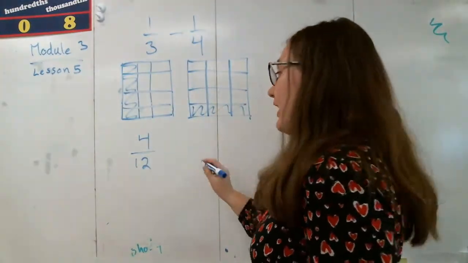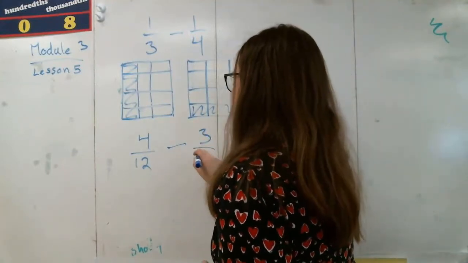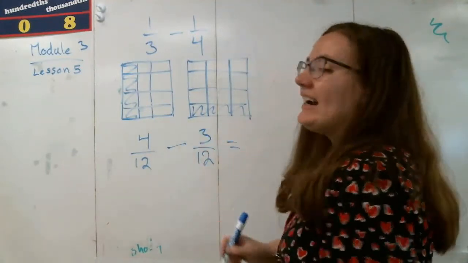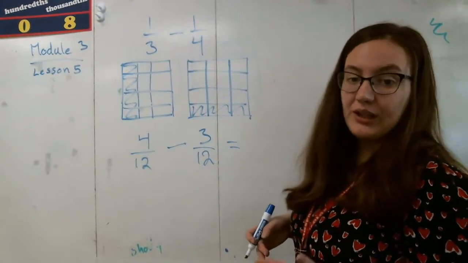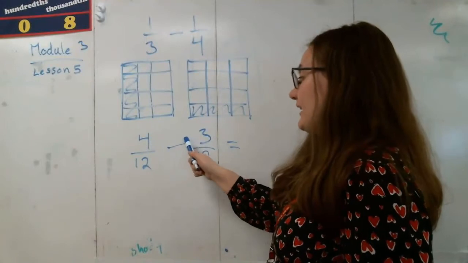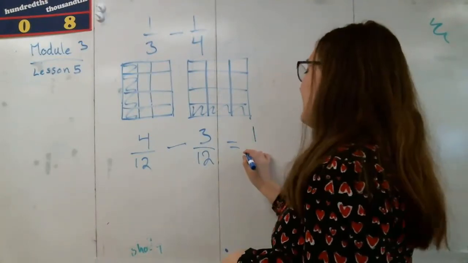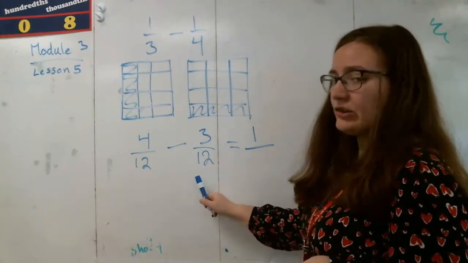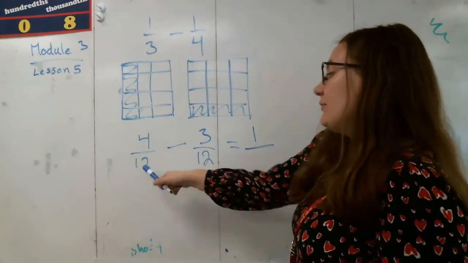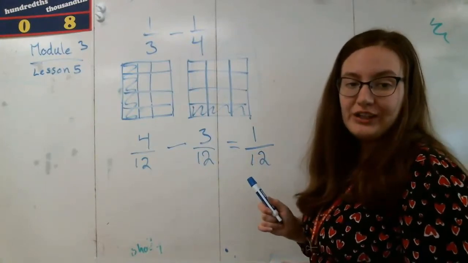So I have 4/12 minus 3/12. And again, you probably can just do the subtraction in your heads. So I would just do 4 minus 3. I know that 4 minus 3 gives me 1. And then remember, we're not doing 12 minus 12. That's not what we're supposed to do here. We just leave our denominator the same for a final answer of 1/12.